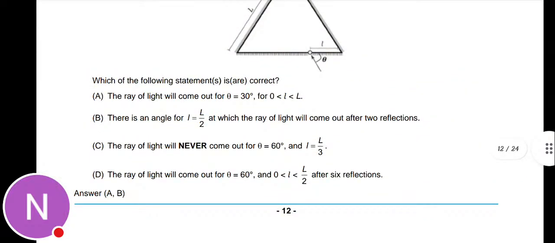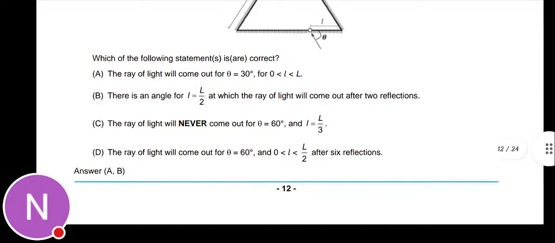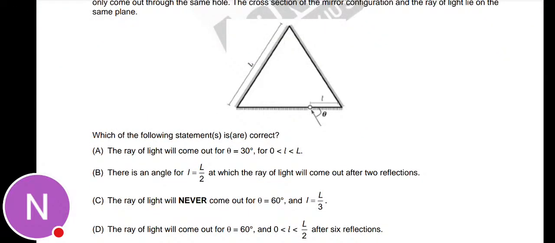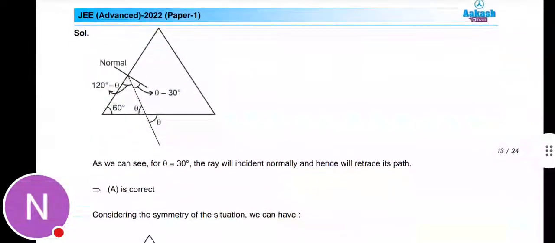So D is also not correct. What they have given is that the ray will come out for theta equal to 60, but the total number of reflections is 6. Therefore option D is not correct. So the correct answers are option A and option B for question number 12.